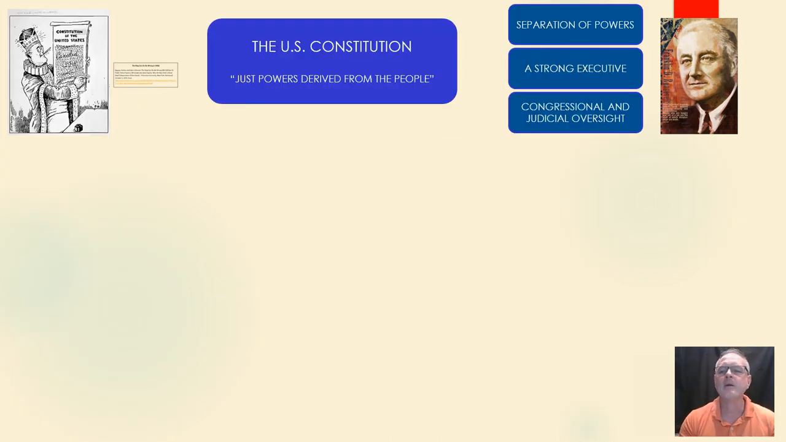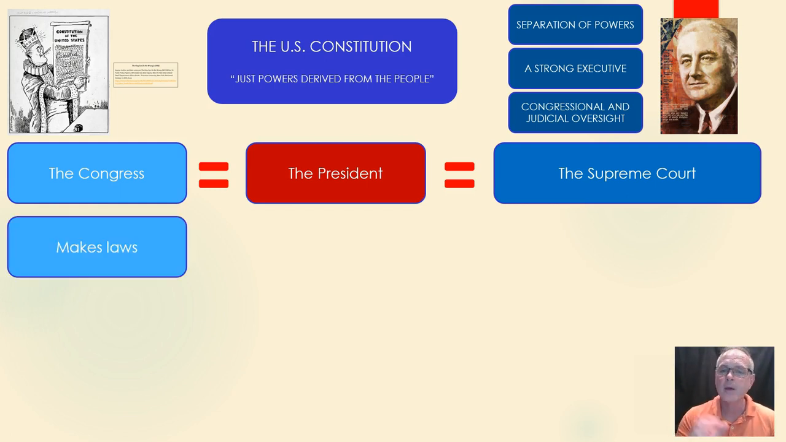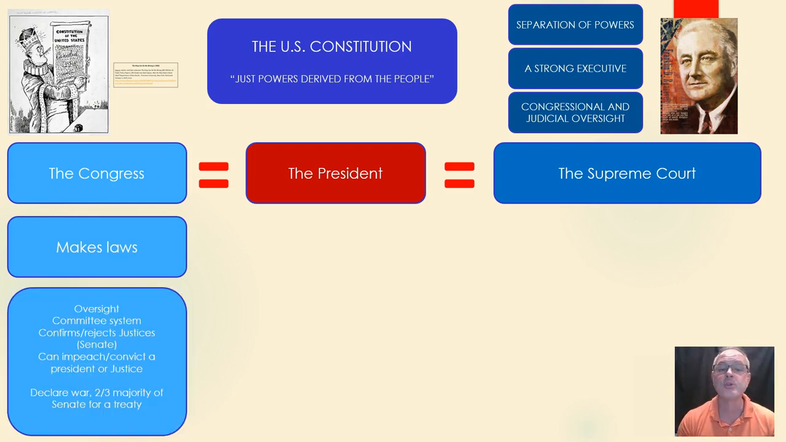Let's now look at these concepts just a little bit more in detail. We have a separation of powers. The United States has a strong executive function and congressional judicial oversight, and they are meant to be co-equal, working with each other. Broadly speaking, in understanding the United States, Congress makes laws.